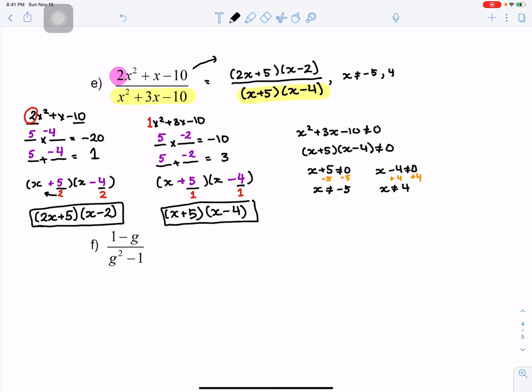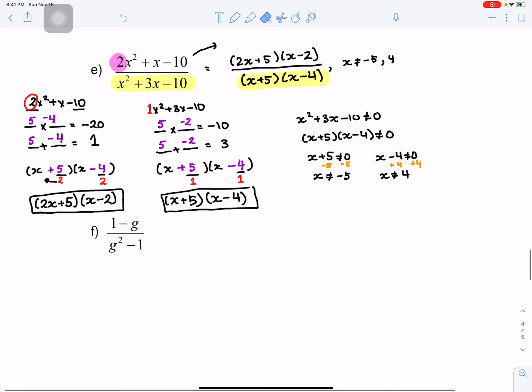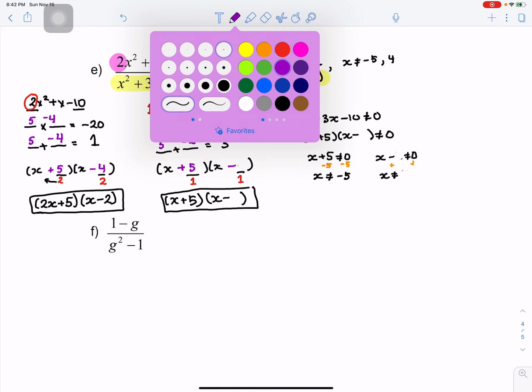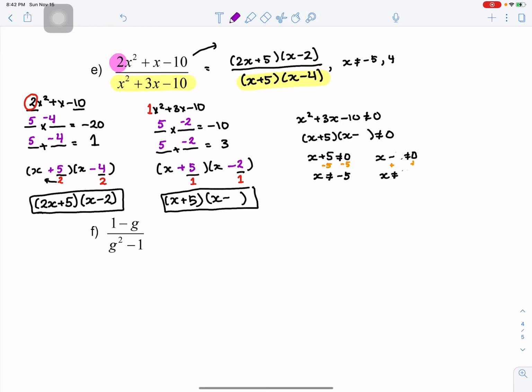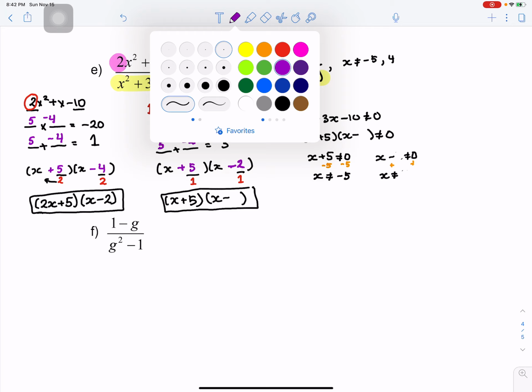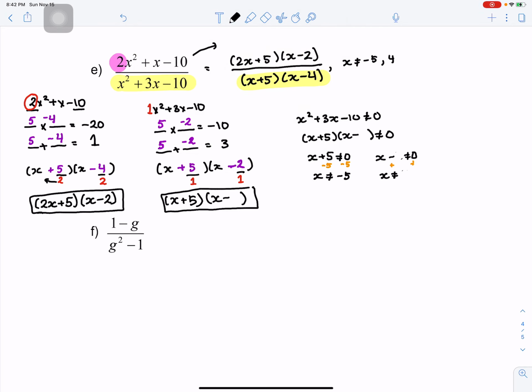Oh, and I made a careless mistake. Okay, so my number was negative 2. This number should be negative 2, negative 2, negative 2. And I'm glad I caught it now instead of making the full video and realizing that I made a mistake in it. So this one was minus positive 5 and negative 2. So positive 5, negative 2. 2 divided by 1 is 2. So this one is a 2.